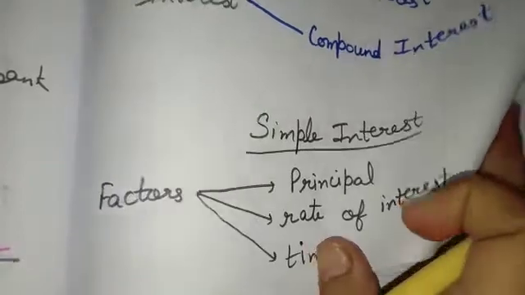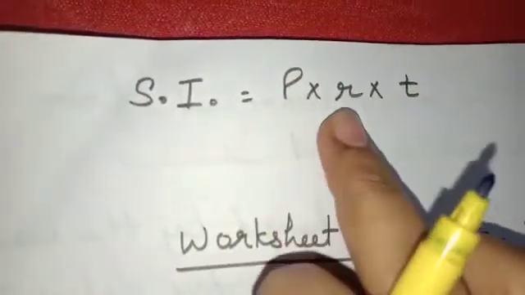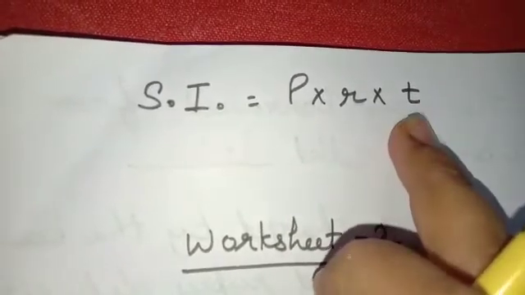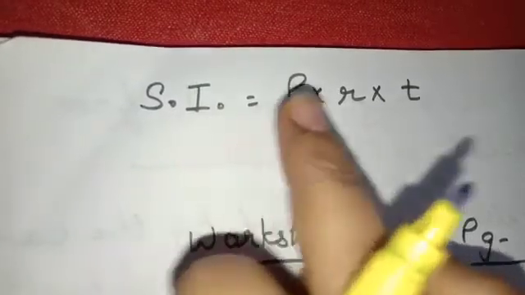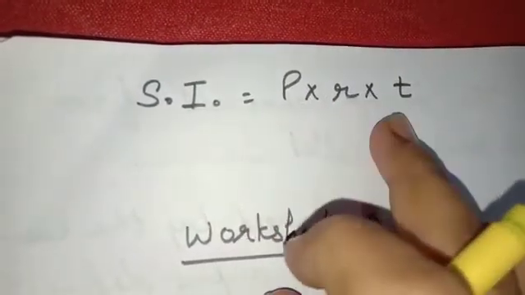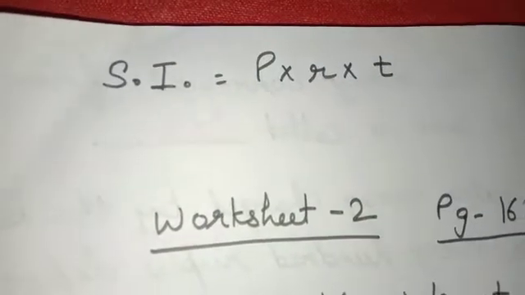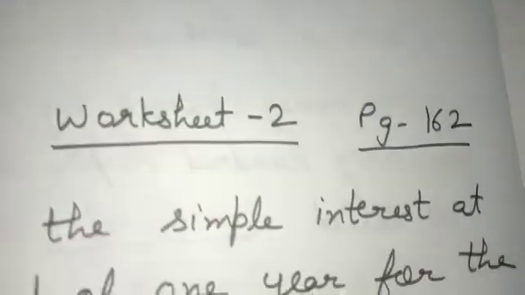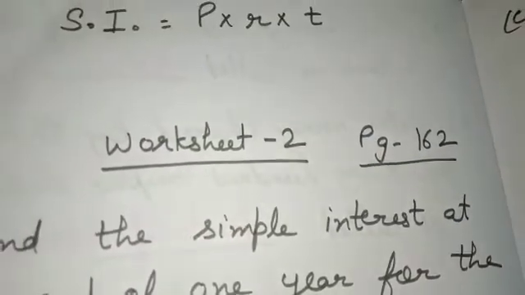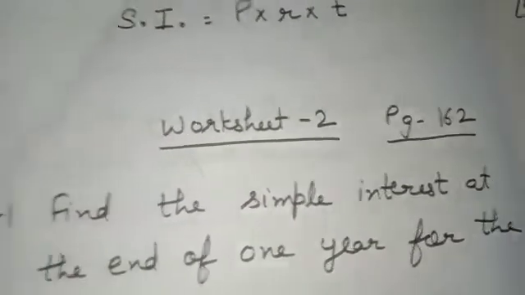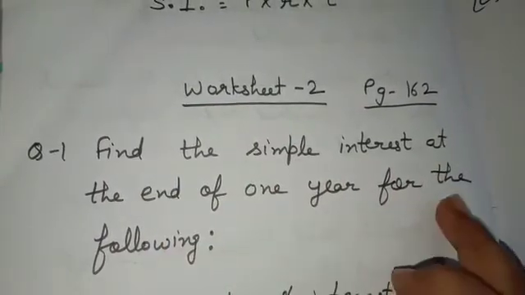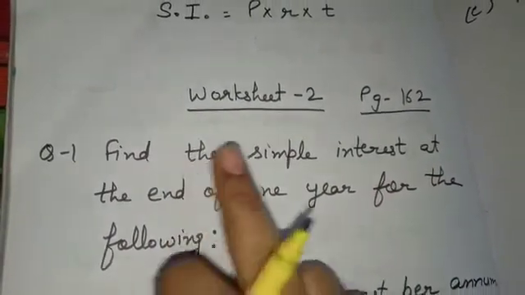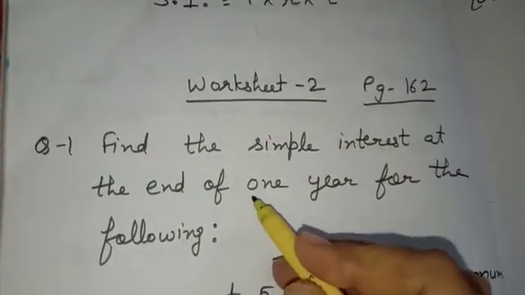After this, the formula for finding simple interest is principal multiply rate multiply time. Simple interest we can write as SI equals P multiply R multiply T. With the help of this formula, now we are going to start worksheet 2 at page number 162. The first question is: find the simple interest at the end of 1 year for the following.